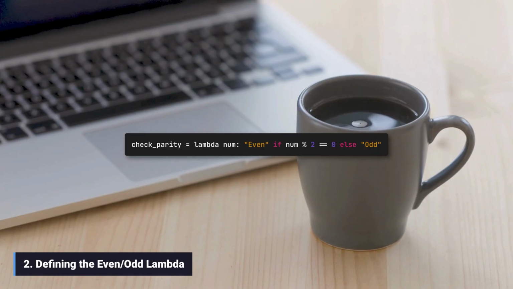2. Defining the even or odd lambda. We define check_parity. It takes one argument, number. The expression uses the ternary operator. If number modulus 2 equals 0, it returns even. Otherwise, it returns odd. This entire logic fits neatly into the single lambda expression.